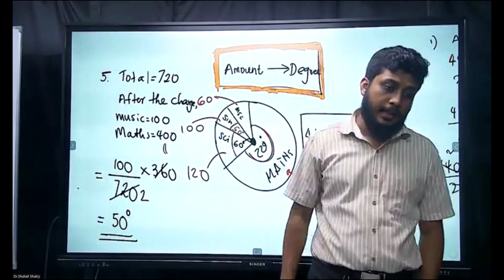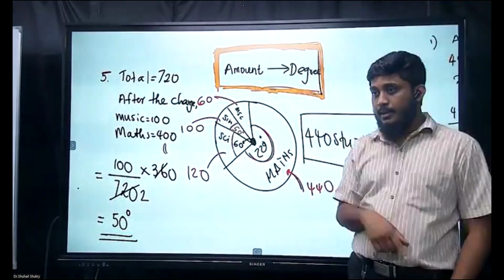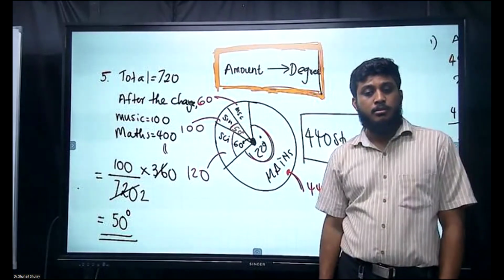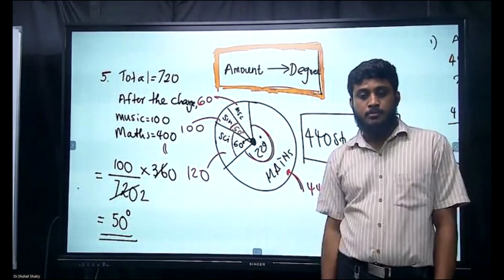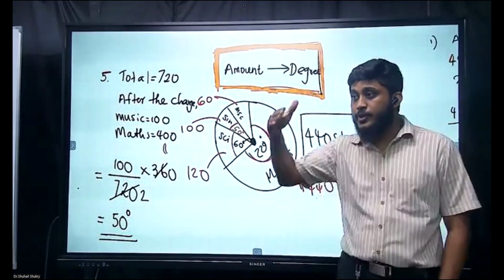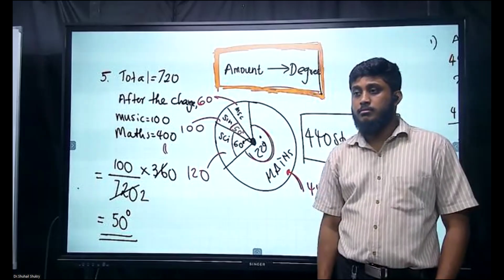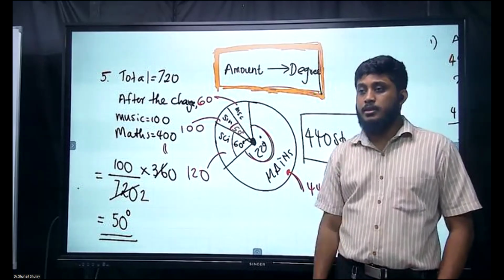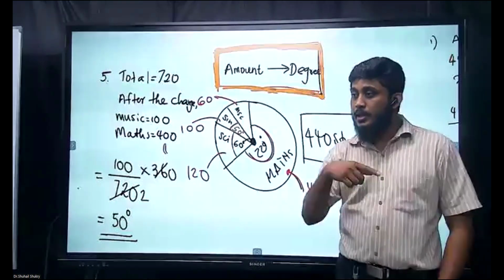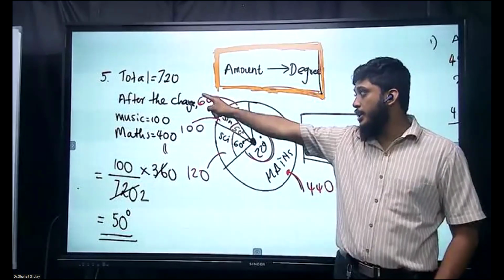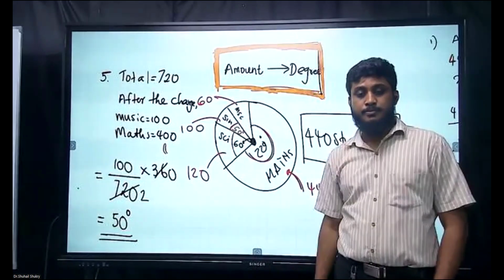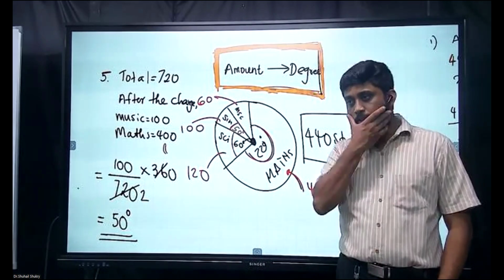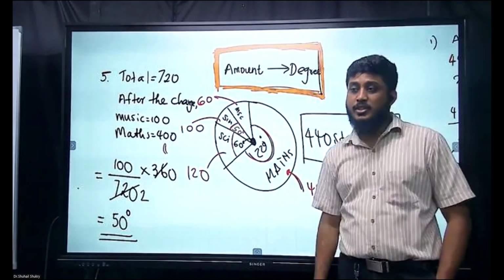In case the question is like this, 40 students. Now this is the data from a school. 40 students who like maths left the school. What will happen? What will change now? Total will change. Total number of students who like maths will change. If the total changes, all these angles will change. In case something happened to even one student, the angles will change.